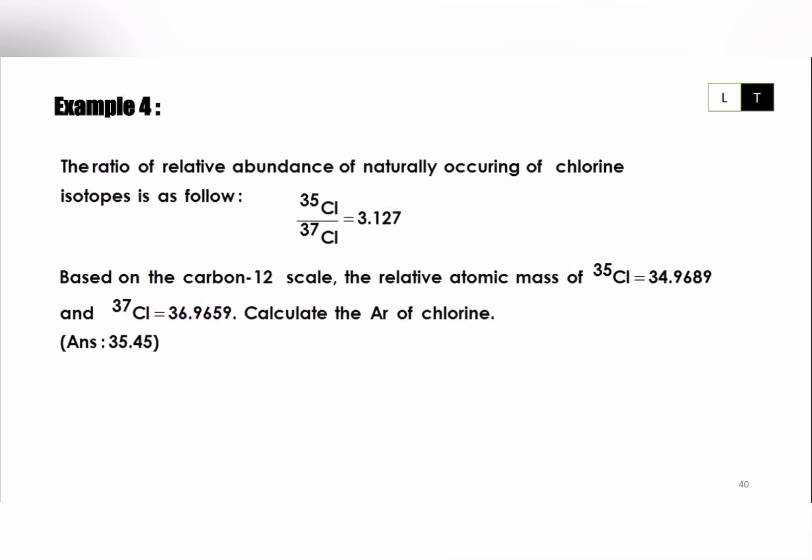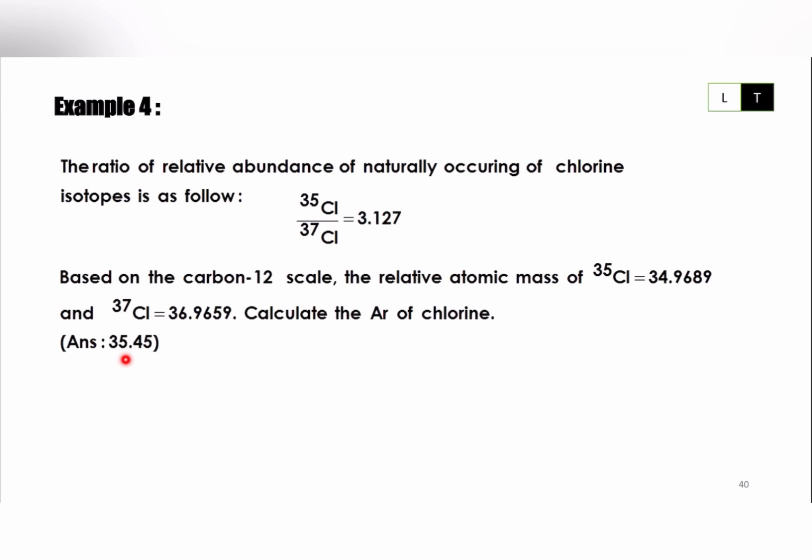Now let's go to example 4. This one is a bit different, which is in ratio. We have the ratio of relative abundance of naturally occurring chlorine isotopes. We have chlorine-35 and chlorine-37, two isotopes of chlorine, and the ratio between these two equals 3.127. Based on the carbon-12 scale, the relative atomic masses of chlorine-35 and chlorine-37 are stated in this part. So you need to calculate the Ar, relative atomic mass, for chlorine.